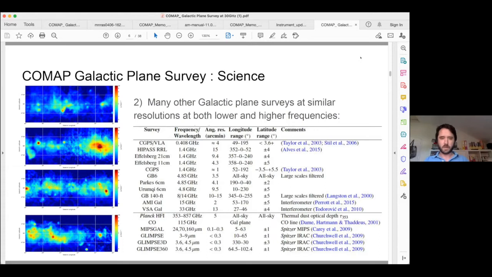And the top half of this table, we've got all things from VLA surveys, Effelsberg surveys, Parkes 5 gigahertz surveys, and there's also a few interferometric surveys, such as the AMI and the VSA galactic plane survey.